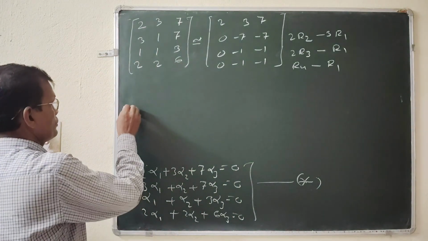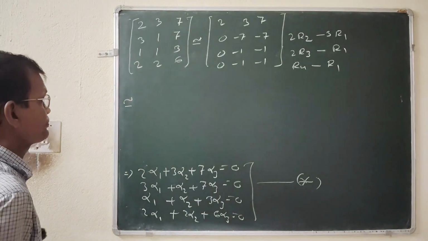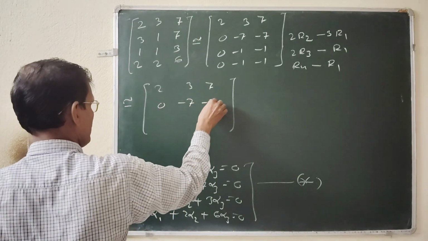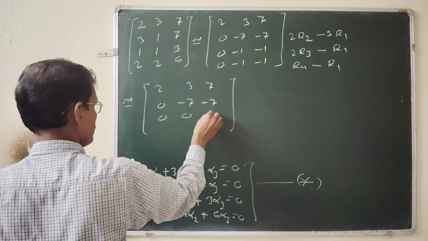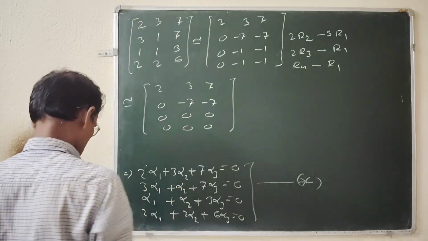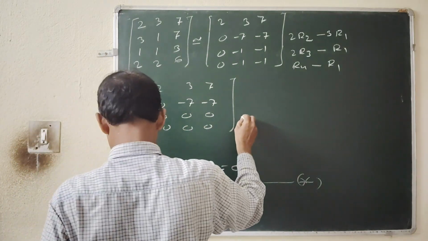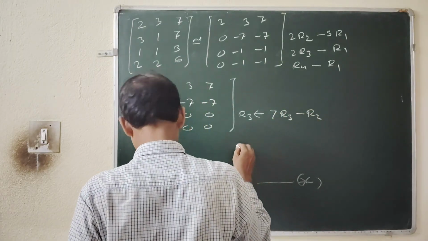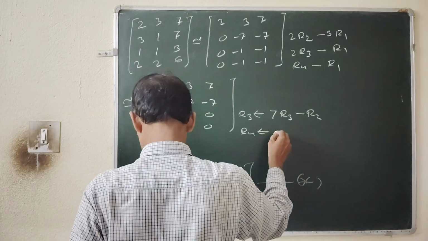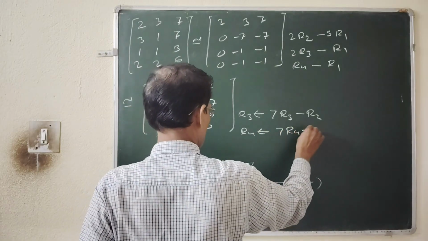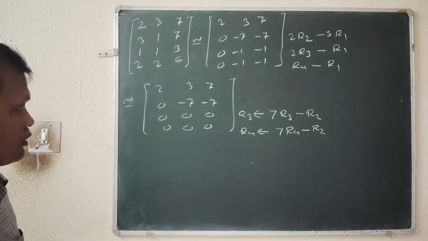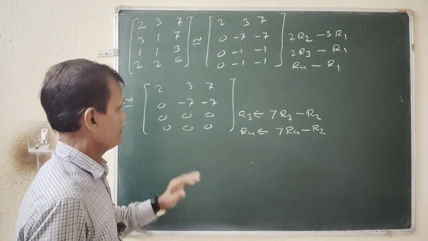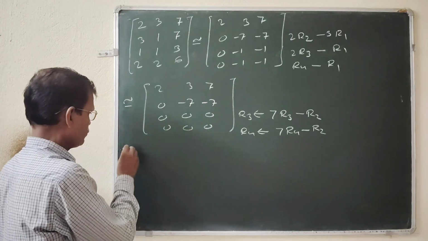Okay, so that gives 2, 3, 7, 0, minus 7, minus 7, 0, 0, 0, 0, 0, 0. So that is row 3 becomes 7 row 3 minus row 2 and row 4 becomes 7 row 4 minus row 2. After doing all these row operations, now we will draw the conclusion.